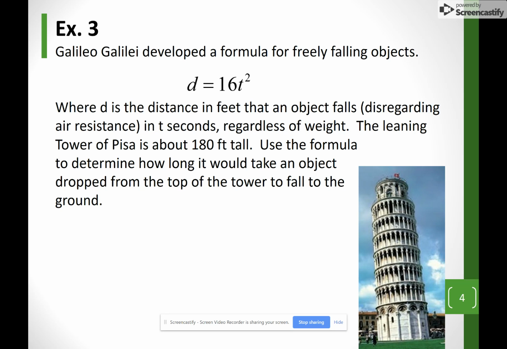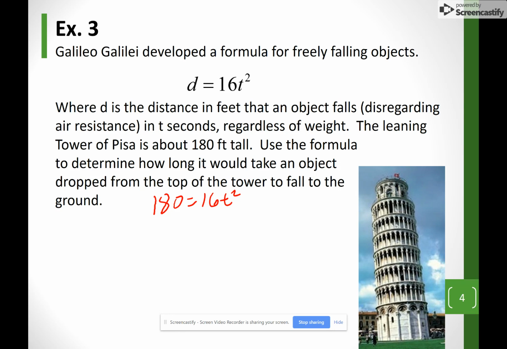The Leaning Tower of Pisa is about 180 feet tall. Use the formula to determine how long it will take an object dropped from the top of the tower to fall to the ground. So if I'm dropping something from the top to the ground, the distance it's going to travel is the height of the tower, which in this case is 180. So I'm just going to go 180 is equal to 16t squared. To get the t squared by itself, let me divide both sides by 16.